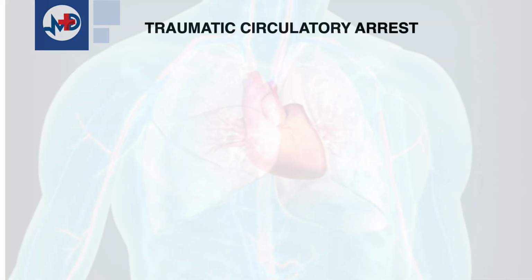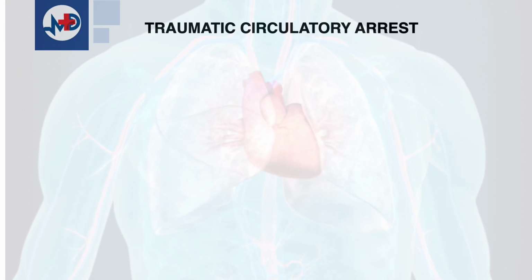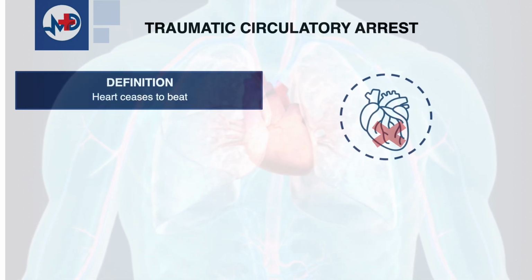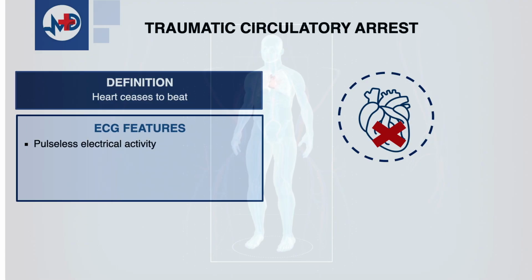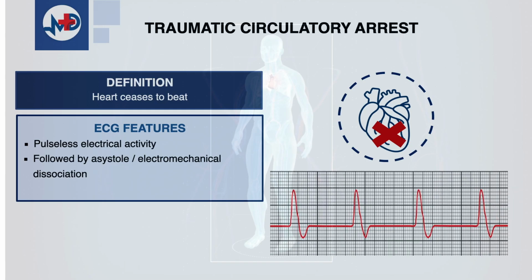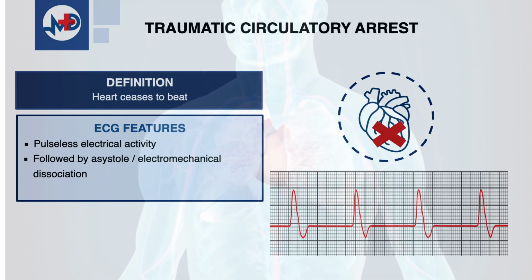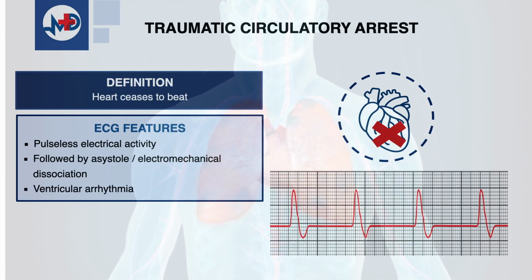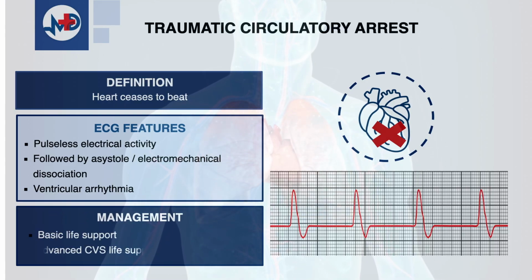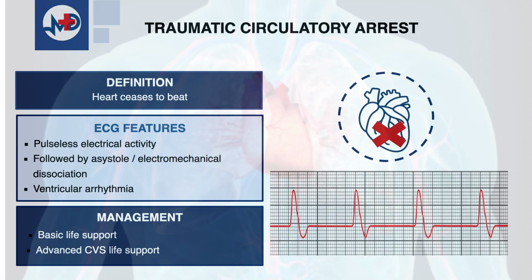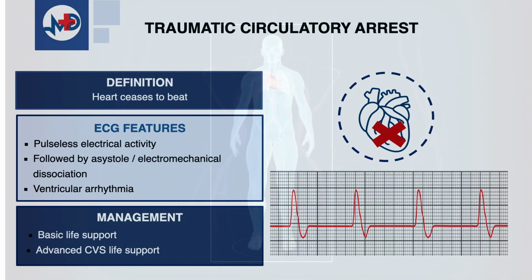Finally, traumatic circulatory arrest. This is a condition when the heart ceases to beat due to blunt or penetrating trauma to the thoracic area. Usually, the patient presents most commonly with pulseless electrical activity, followed by asystole or electromechanical dissociation and ventricular dysrhythmia. Management-wise, you would need to perform basic life support and advanced cardiovascular life support, which is discussed in detail in the A&E module. Once underlying etiology is identified, the appropriate management is carried out.